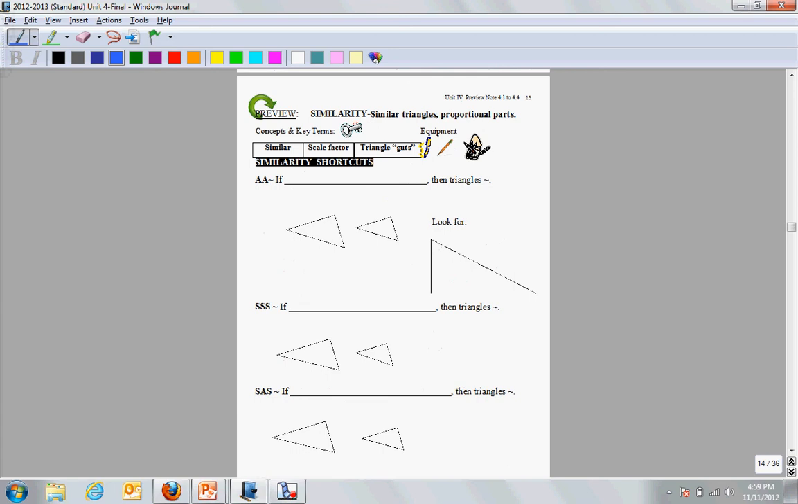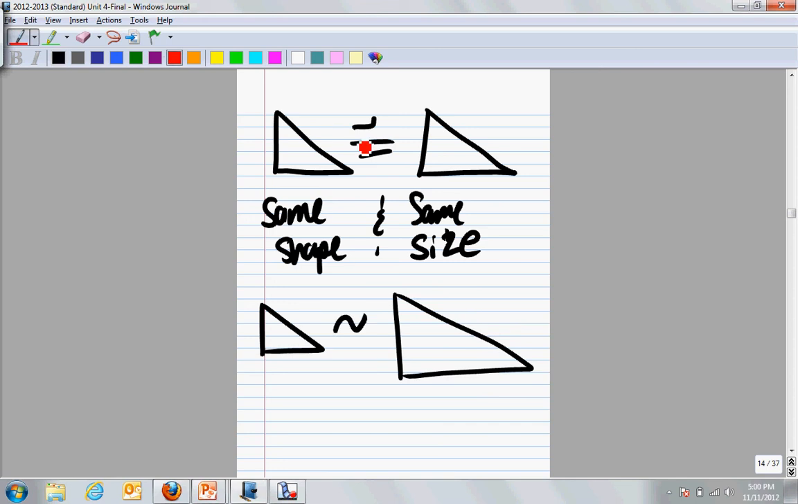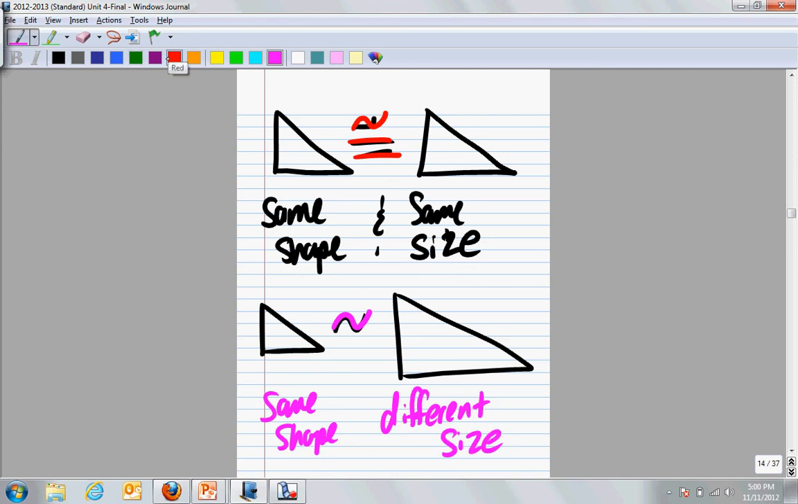Just like there are shortcuts for triangle congruency, there are shortcuts for triangle similarity. Let's clarify again the difference between congruency and similarity. Congruency means the triangles are exactly the same shape and same size. Now, similarity means things have, notice the difference in the symbols here. That's a congruency symbol. This is a similarity symbol in hot pink. The difference here is things have the same shape, but different size. That is similar.